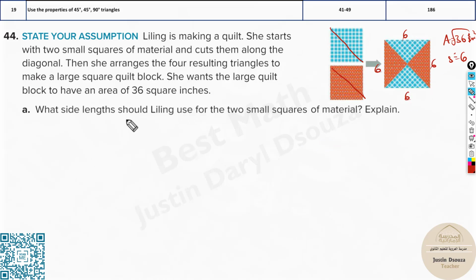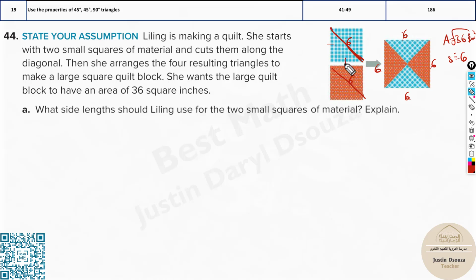So what side lengths should Lai Ling use for the two small squares? We need to find these sides now. Remember guys, this 6 is not the side, okay? That doesn't make sense because this will be the same area. So what is that 6? This is the diagonal, because see the diagonal is cut. Then these are the inner sides, isn't it? So the diagonal is basically 6 and 6.